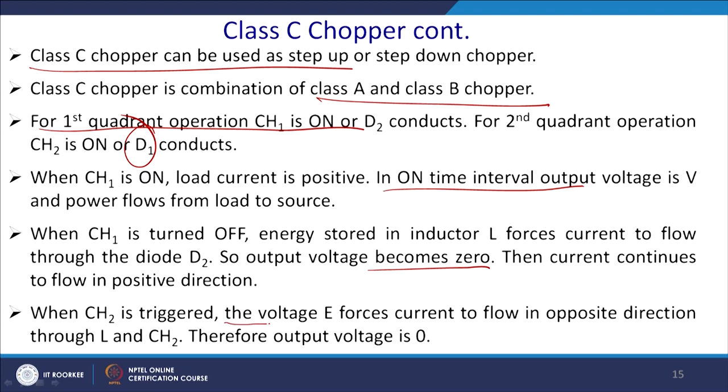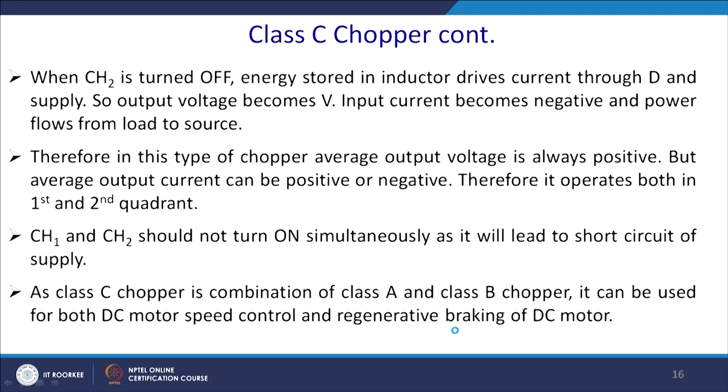When CH2 is triggered, the voltage E forces current to flow in the opposite direction through L and CH2. Therefore, the voltage should be equal to 0. When CH2 is turned off, the energy stored in the inductor drives the current through the diode D and the supply, so the voltage becomes V. The input current becomes negative and power flows from load to source. Therefore, in this type of chopper, the average output voltage is always positive, but the average output current can be positive or negative. So, it can have both polarities. The current is bidirectional, therefore it operates in both the first and second quadrants.